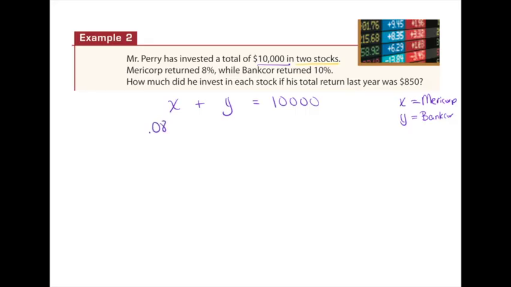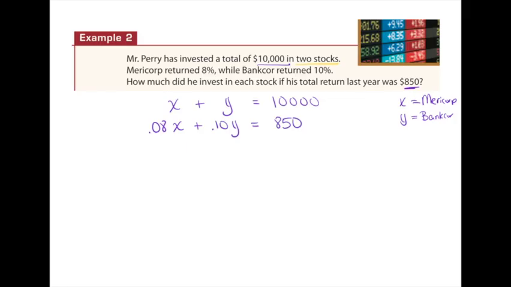0.08, right? So if I take the 8% times how much I invested, that's how much my return is for the AmeriCorps. What's my percentage that he earned on the Bank Corps? So 0.10 times Y will give me his return for the Bank Corps. And then the total that he was returned last year was $850. That's how much he earned on that stock that he invested, okay?